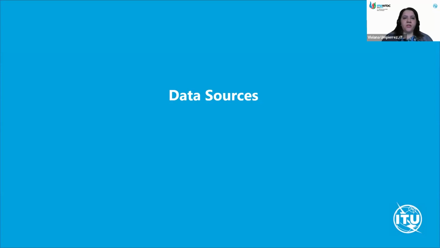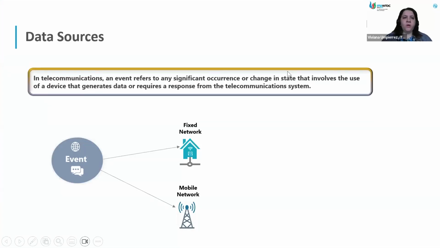First of all, we need to understand what an event in telecommunication is: an occurrence or a change in state that involves the use of a device, for example, and that requires a response from the telecommunication system. For example, when you make a phone call, when you browse the internet through the mobile phone, or when you browse the internet through your fixed network. That event generates what we call a ticket, or CDR, call data record. The name is because of the time of the fixed telephony, so many years ago.